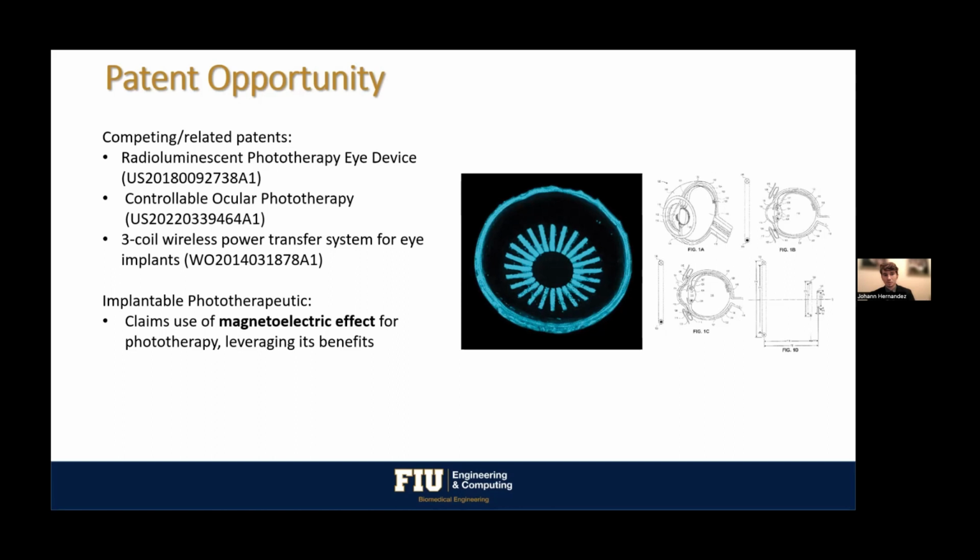And lastly, there's a 3-coil wireless power transfer system for eye implants that does use magnetoelectric induction, but that's in the form factor of a lens that's implanted behind the cornea. So again, ours is like the inverse of the last 2 patents, essentially. So we'd have to leverage the use of the magnetoelectric effect, as well as the location of this in the orbit and eye anatomy to successfully patent it and lay claim.